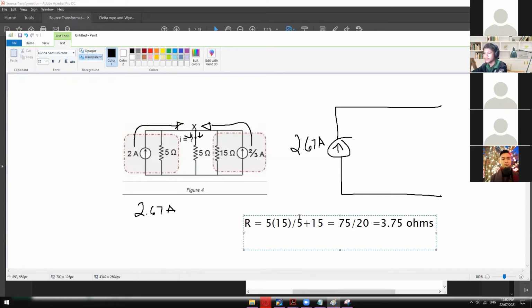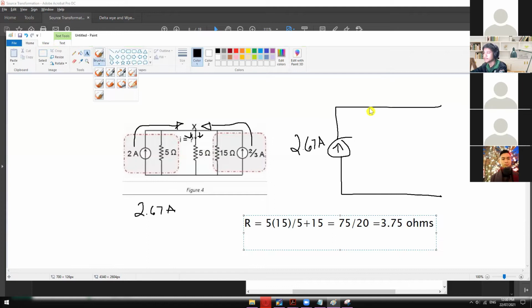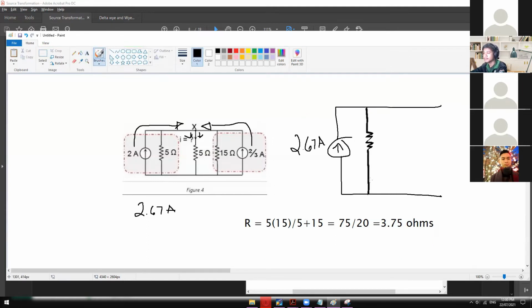Okay, for those combined resistors. So nandito pa rin of course yung resistor natin. It's still in parallel connection. We just simply combine those two. So this will give us a result of 3.75 ohms. And then the 5 ohms will stay right here.